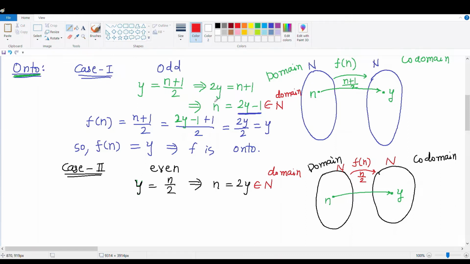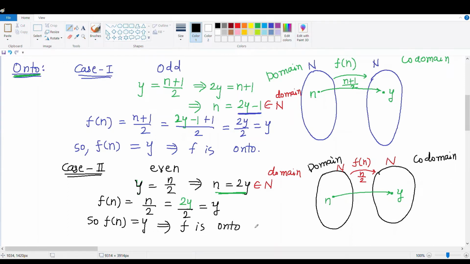So now since f of n in this even case is n over 2, and right now you found that n is equal to 2y, you are just going to plug in 2y for n, and you are going to try to find the value out of it, and you are going to get what? y. So see, f of n equals y. As soon as we have this, we can say f is onto in this even case as well, right?